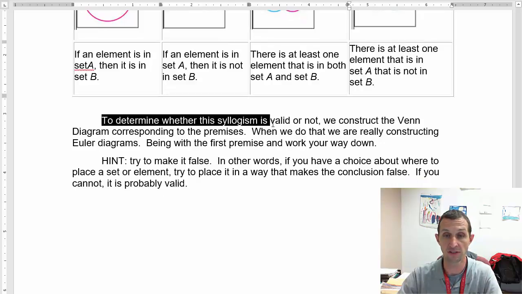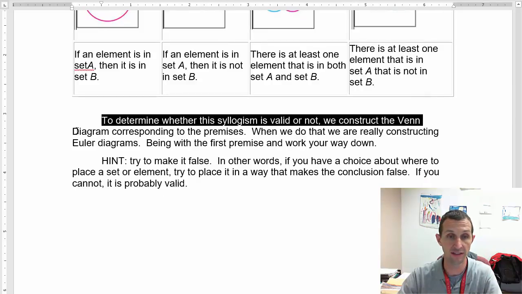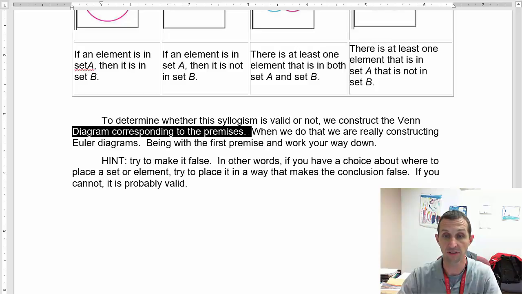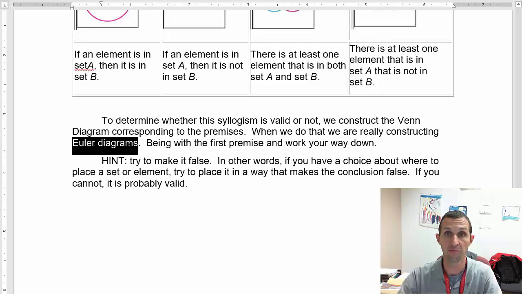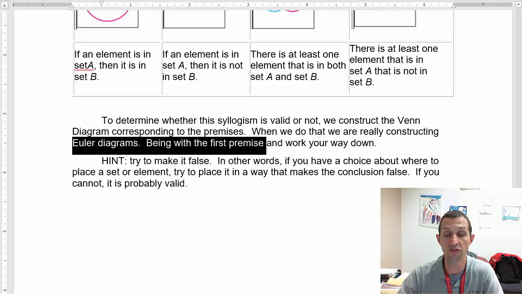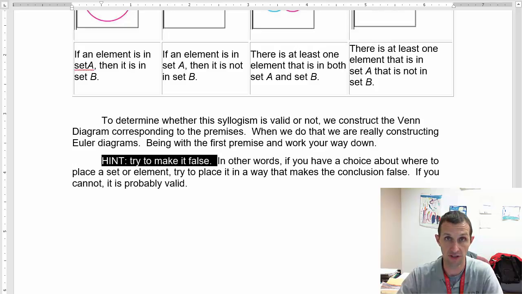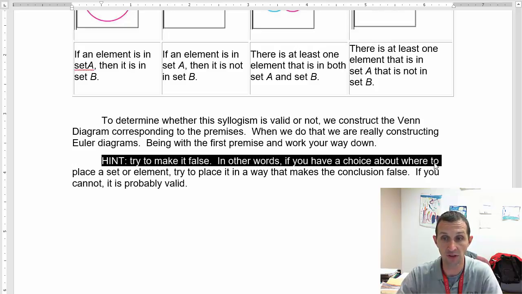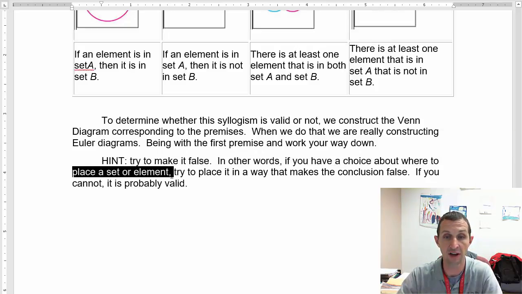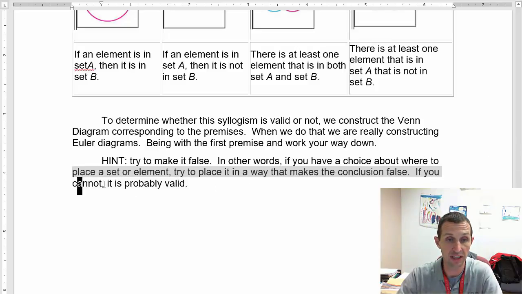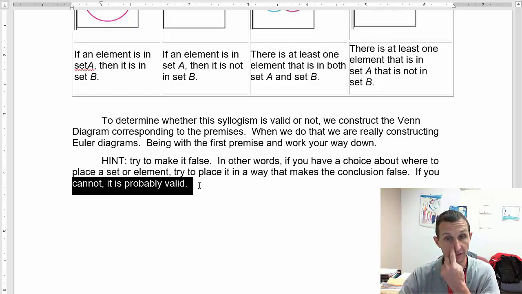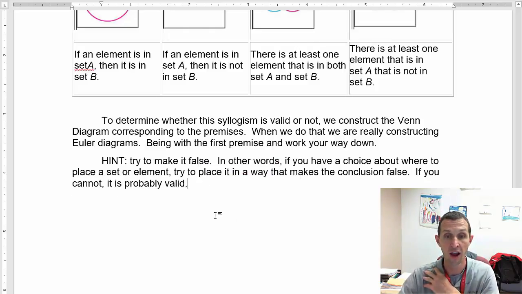So to determine whether the syllogism is valid or not, we construct the Venn diagram corresponding to the premises. When we do that, we are constructing an Euler diagram, being a very specific form of Venn diagram. Begin with the first premise and work your way down. Okay? Hint, try to make the conclusion false. In other words, if you have a choice about where you place a set or an element, try to place it in a way that makes the conclusion false. If you cannot, it's probably valid. Alright?